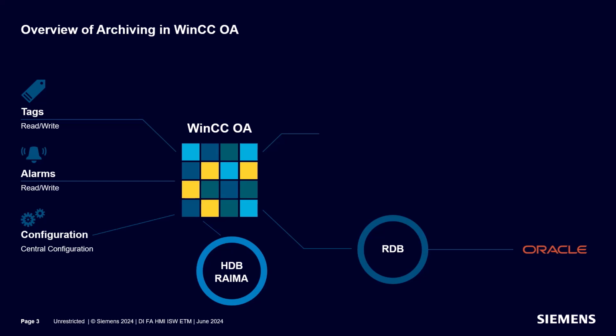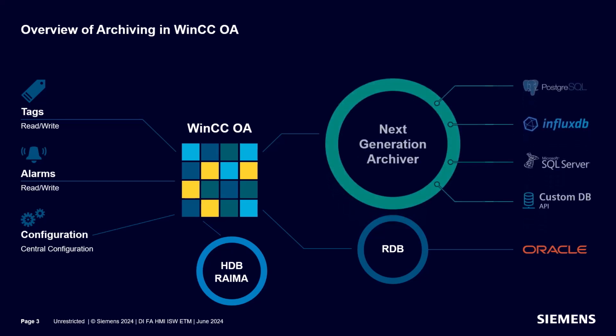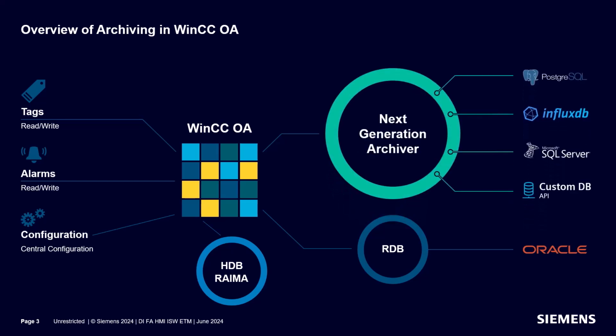One of the standout features of WinCC OA is the Next Generation Archiver, NGA. This modern, efficient archiving solution is designed to handle large volumes of data with high performance and reliability. The NGA can archive alarm data, ensuring that all critical events are recorded and can be reviewed later. It supports both reading from and writing to the archive, allowing for flexible data management.